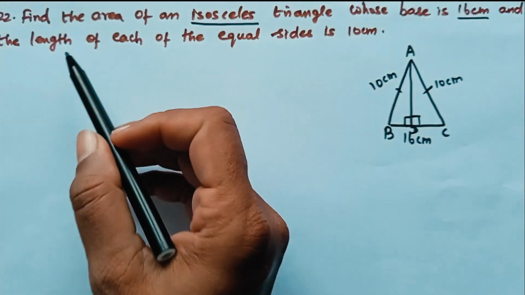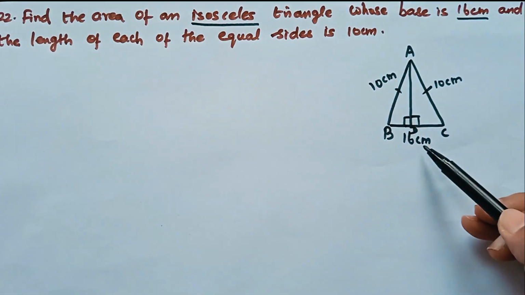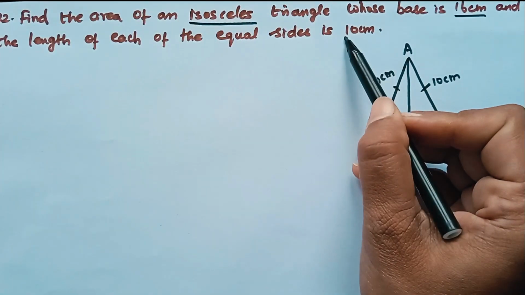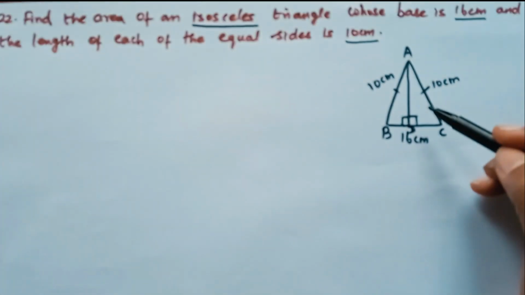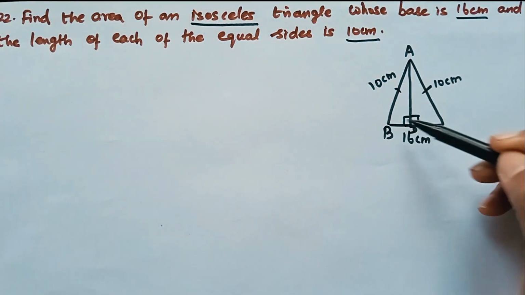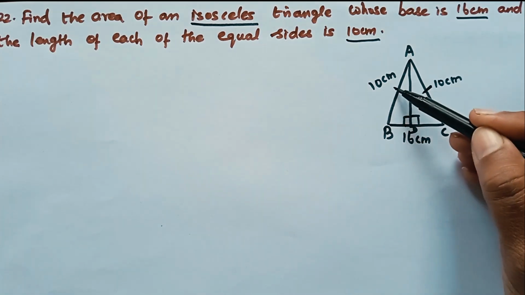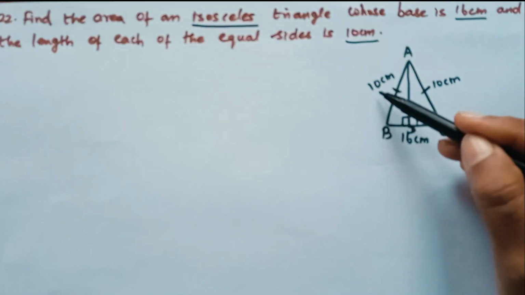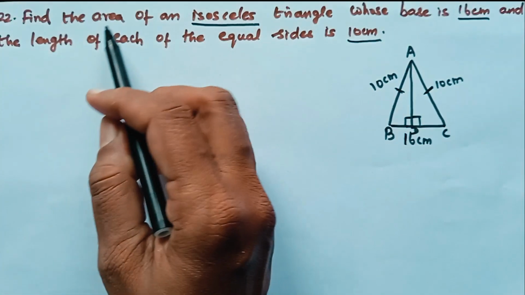Next question: find the area of an isosceles triangle whose base is 16 centimeter and the length of each equal side is 10 centimeter. Here they have given in the question itself that it is an isosceles triangle. So the property of an isosceles triangle is that two sides are equal. The length of two sides will be equal, so they have given us 10 centimeter, and the base they have given us 16 centimeter. So we need to find the area.